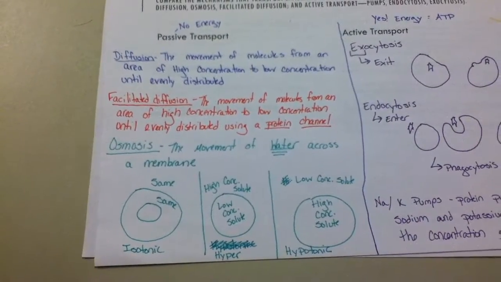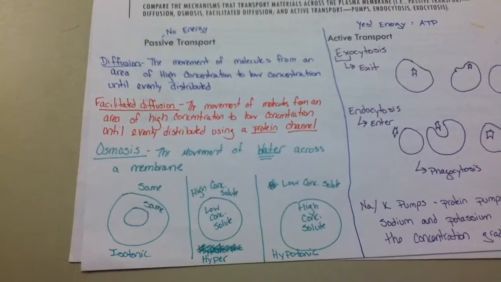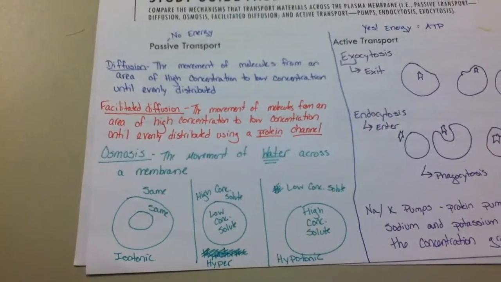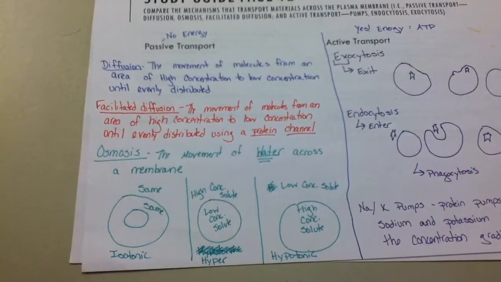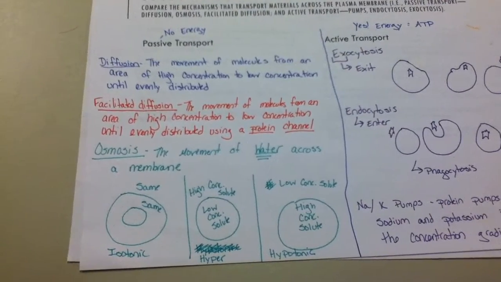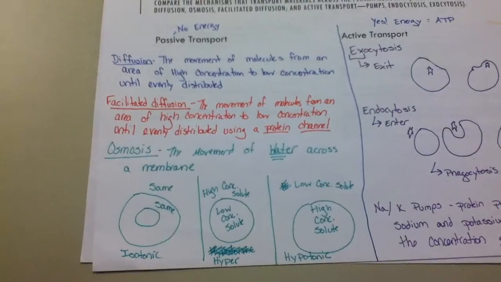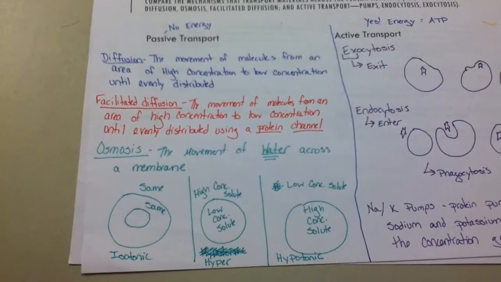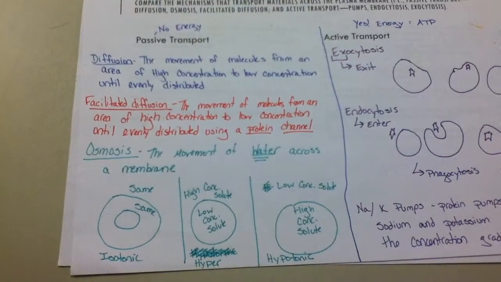Passive transport, as you recall, requires no energy from the cell. It relies on the principles of physics, and it's moving materials with the concentration gradient from an area of high concentration to an area of low concentration until evenly distributed. So our types of passive transport include diffusion, facilitated diffusion, and osmosis.